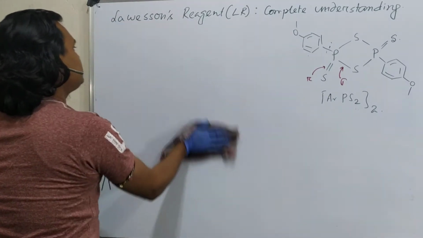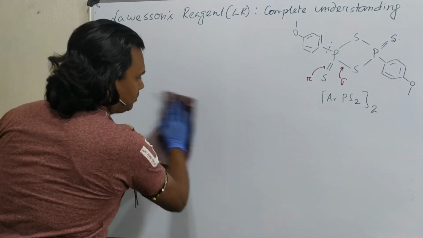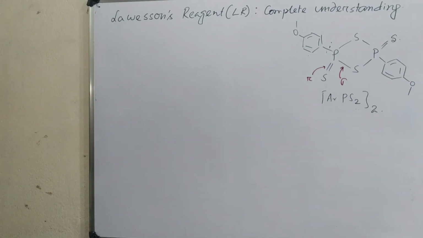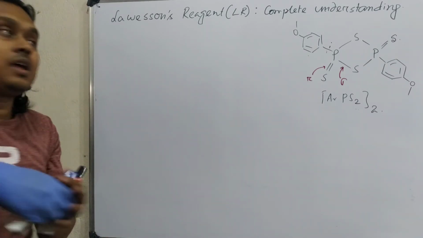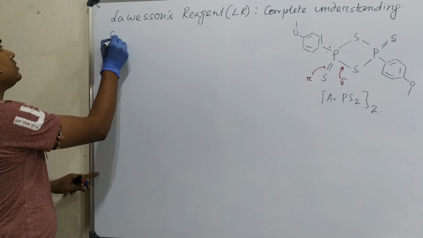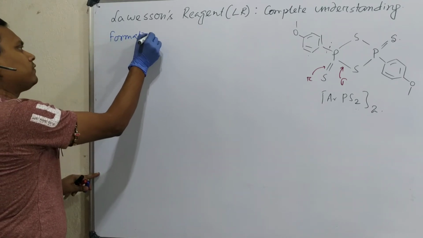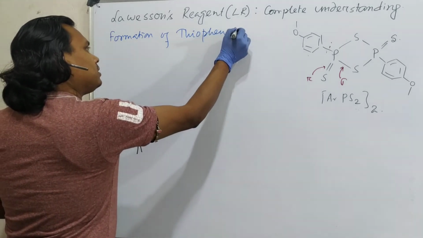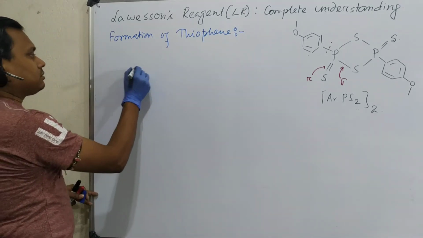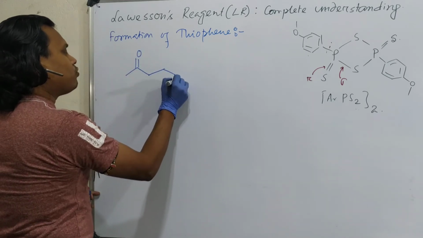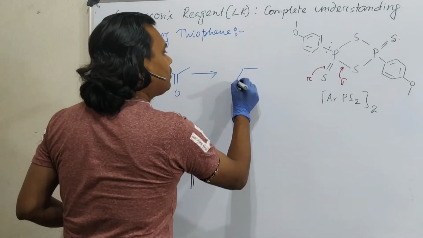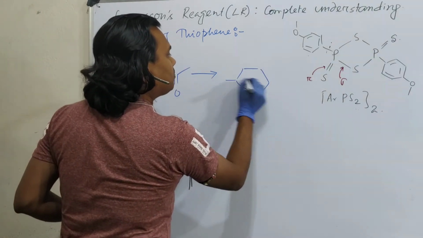carbonyl. This molecule has another application also. Another application, and I believe it's a very important application, that is selective formation of thiophene. What do I mean? Friends, I have discussed previously, please visit that lecture, 1,4-dicarbonyl compounds. They are the parent precursor for the preparation of 5-member heterocyclic compounds.